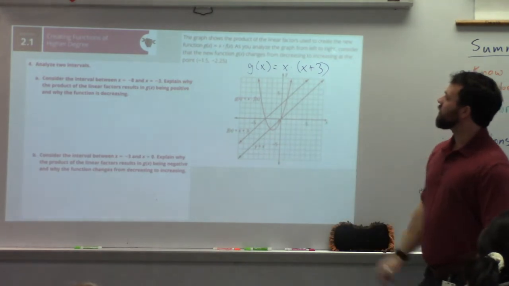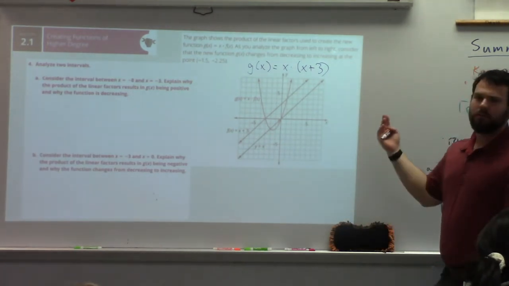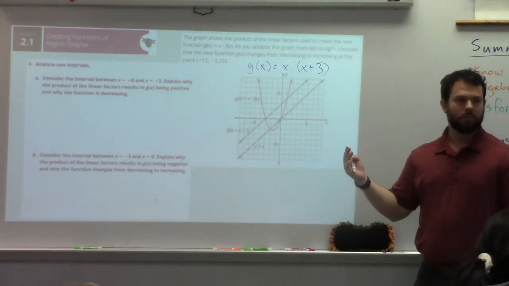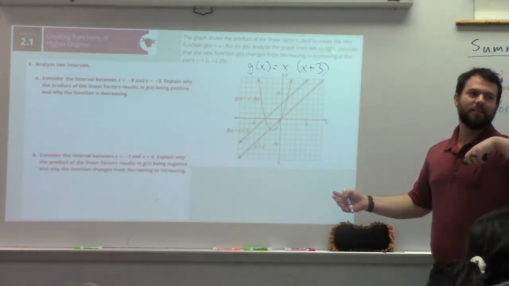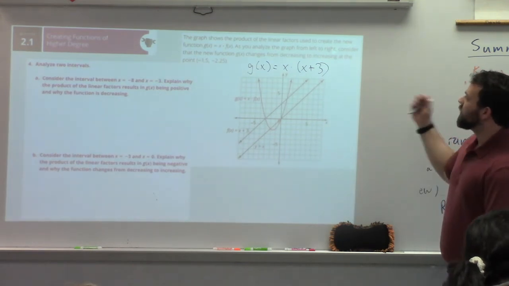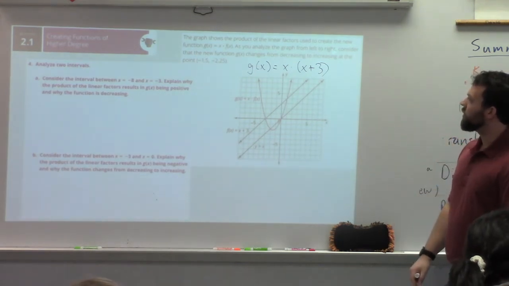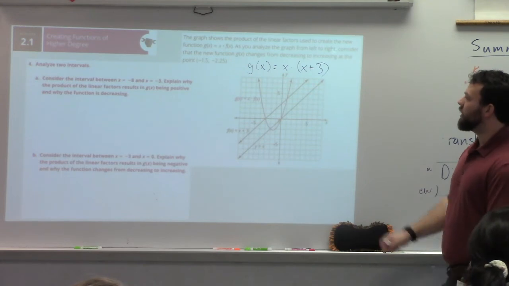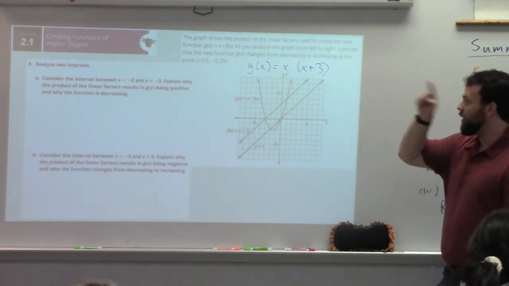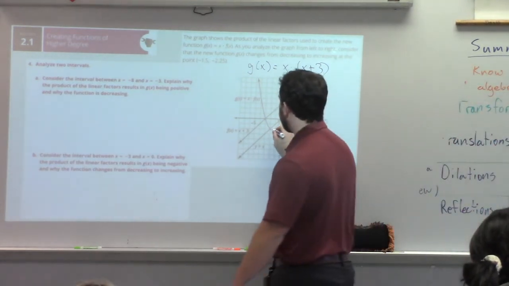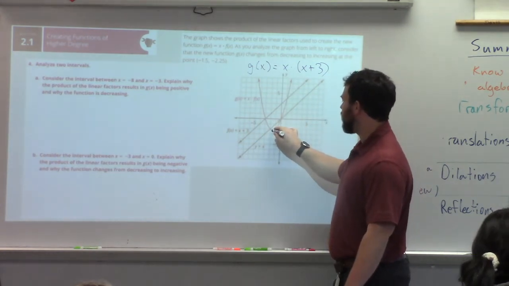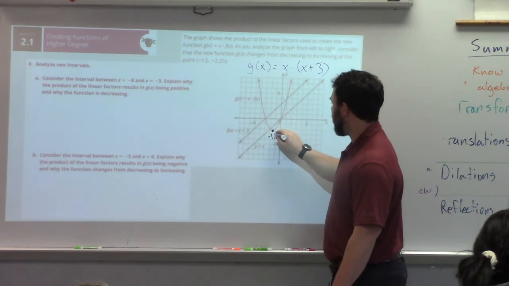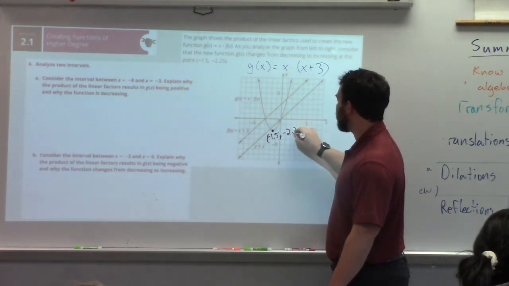As you analyze the graph from left to right, why do they specify left to right? Because that's how you read a book. Well, that's how you read a graph, just like how you read a book. Okay. Consider that the new function changes from decreasing to increasing at that point. Notice that point, negative 1.5, negative 2.25, is here. Label that point.